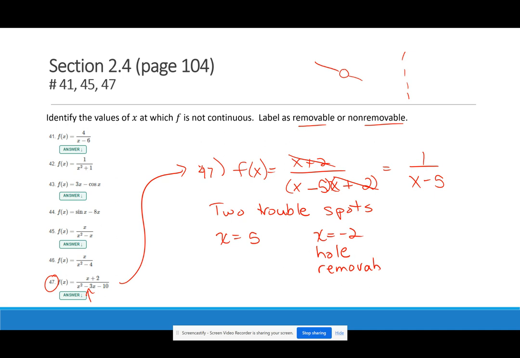The trouble spot was able to be canceled out because of the fact you had a common factor. But at 5, you're going to have a vertical asymptote. Okay, you can't remove the problem. Okay, so that's a discontinuity that's kind of a bad one. So that's a non-removable discontinuity.